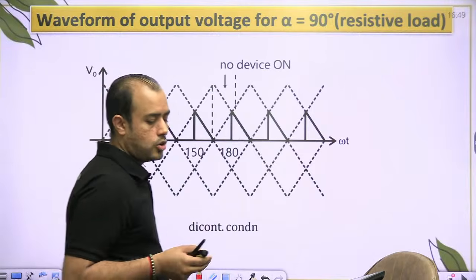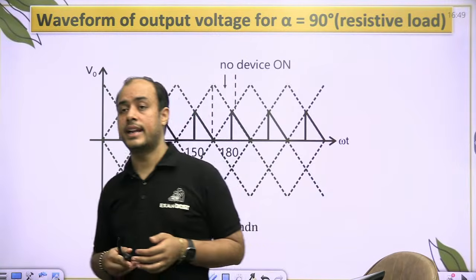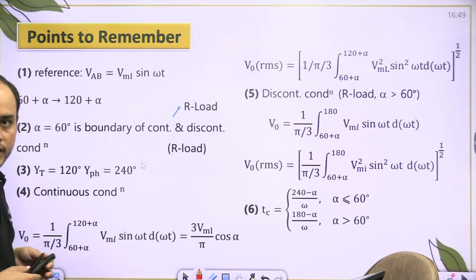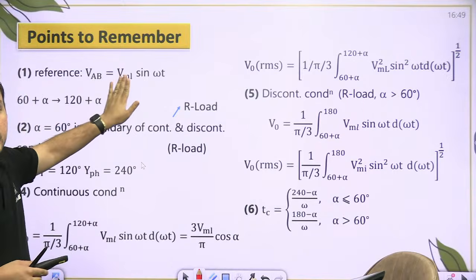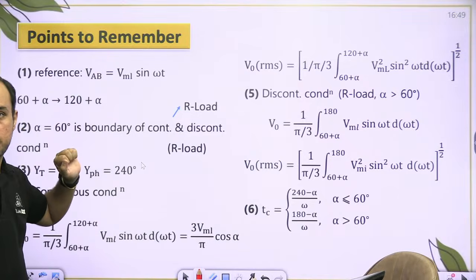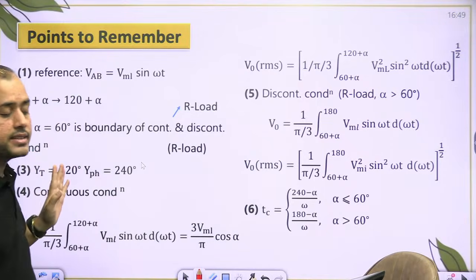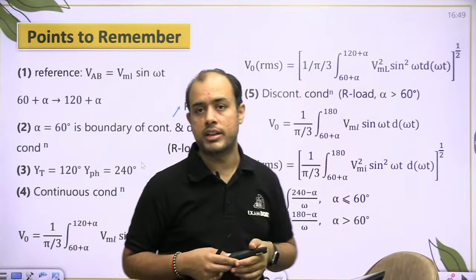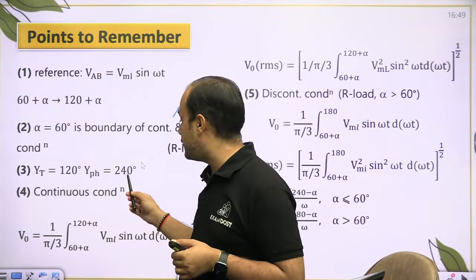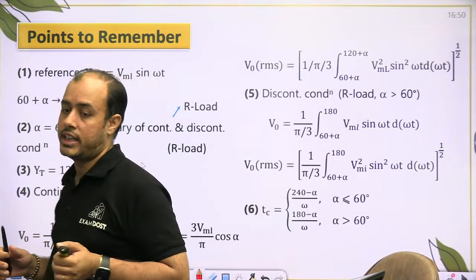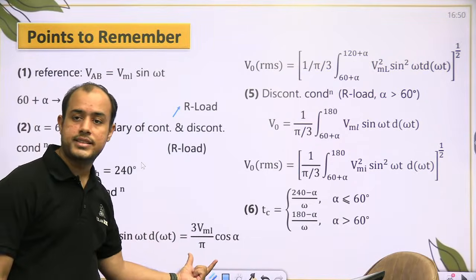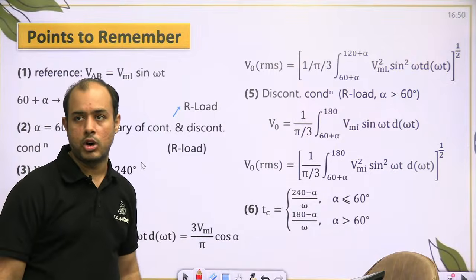Yes, for R load, because V naught cannot be negative, the negative peaks will be clipped from the V naught. So here the output VAB is VML sin omega t from 60 plus alpha to 120 plus alpha. Alpha 60 is the boundary between continuous and discontinuous for R load. For a thyristor, the conduction angle is 120. For one phase, it is 240: 120 positive, 120 negative. For continuous conduction, the average output is 3 VML by pi cos alpha.